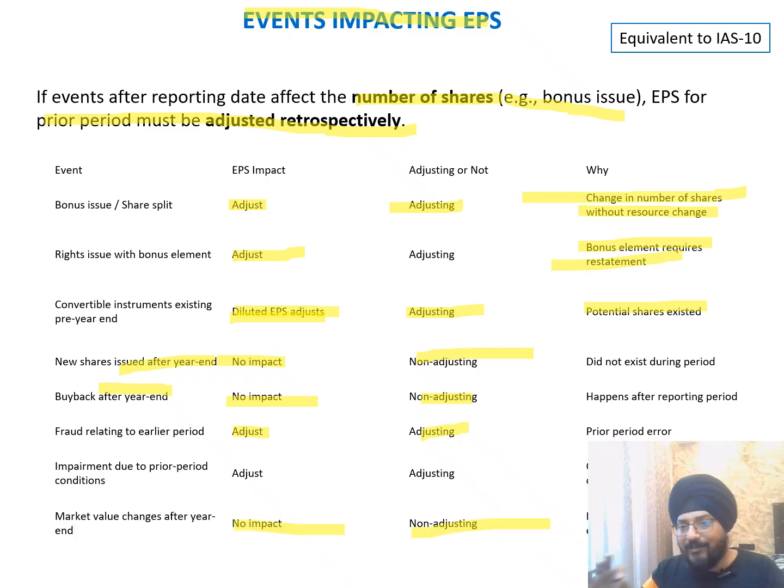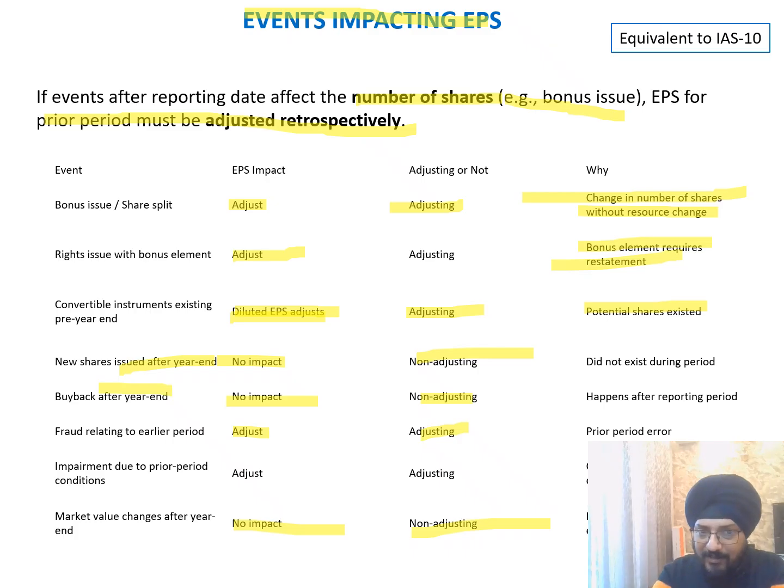So typically the simple underlying principle is that wherever there is an impact on my earnings per share, that needs to be disclosed, and retrospective restatement is only required when the company issues bonus shares, because there's a change in the number of shares without a resource change. But for the others, it does not require any retrospective impact. We have to make sure that we give the impact on the basic EPS or the diluted EPS. For a couple of cases, we need to show the impact on the diluted EPS.